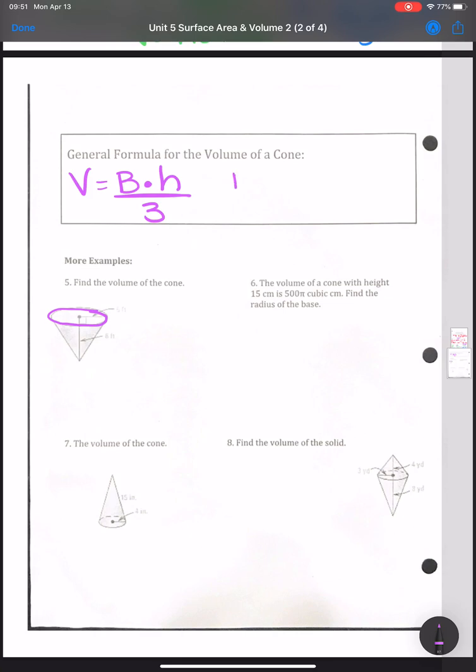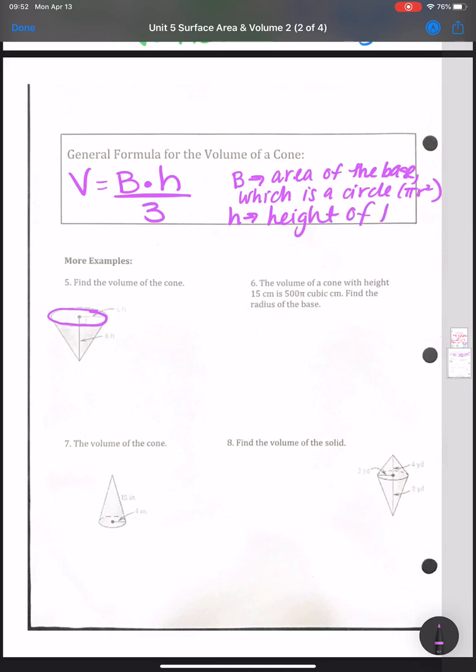So we could say B is the area of the base, which is a circle. Pi r squared is how we find the area of that. And h is the height of the cone.